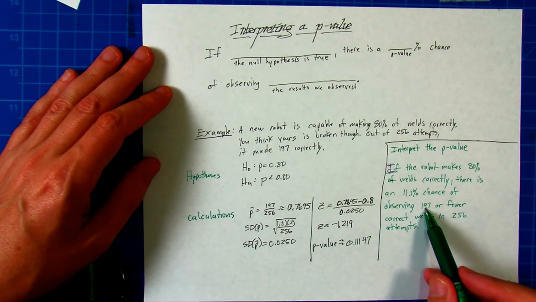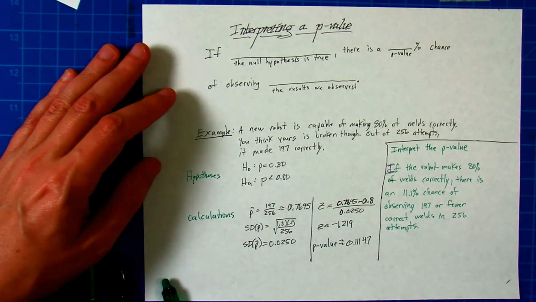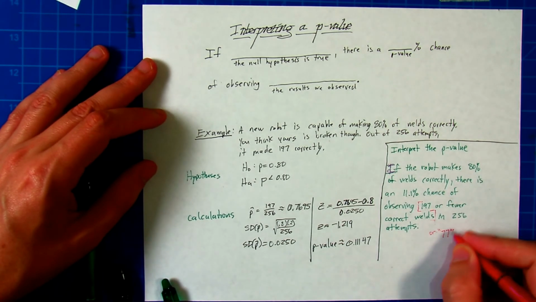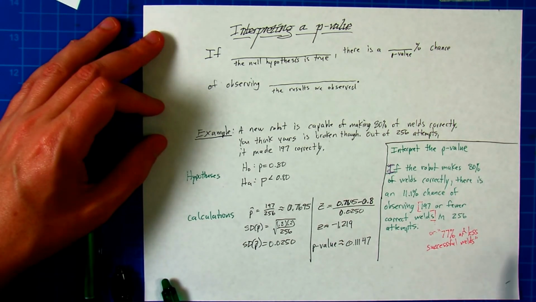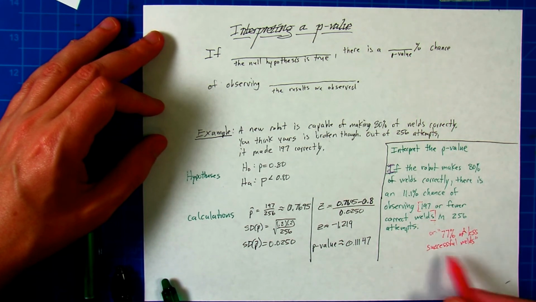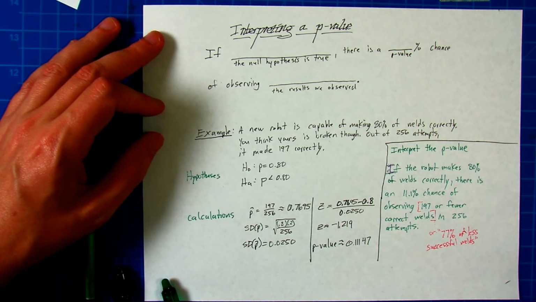So here I phrase it in terms of the number of successful welds, but you could also phrase it in terms of the percentage. So you could replace this part with the percentage chance. So instead of the part in the red brackets here, you could replace that with 77% or less. That's supposed to say successful welds in 256 attempts.